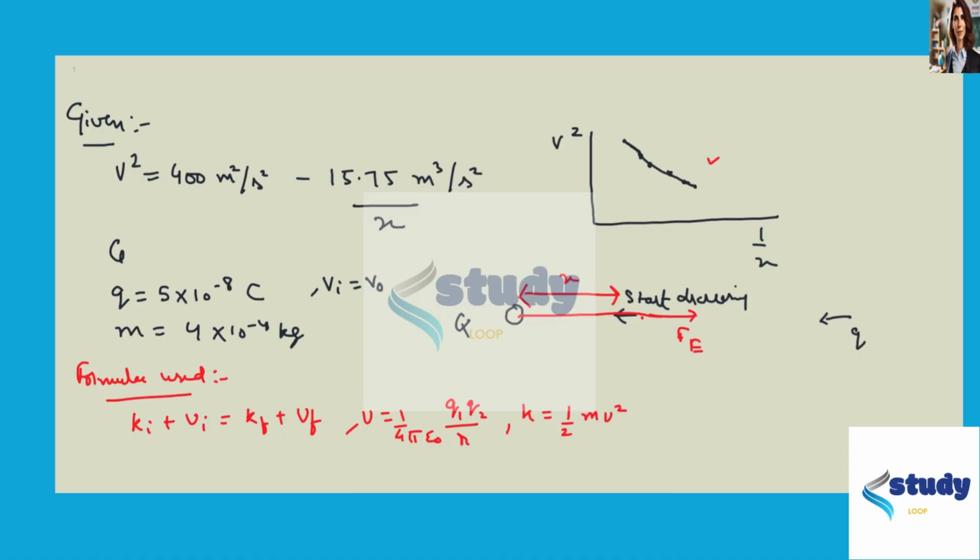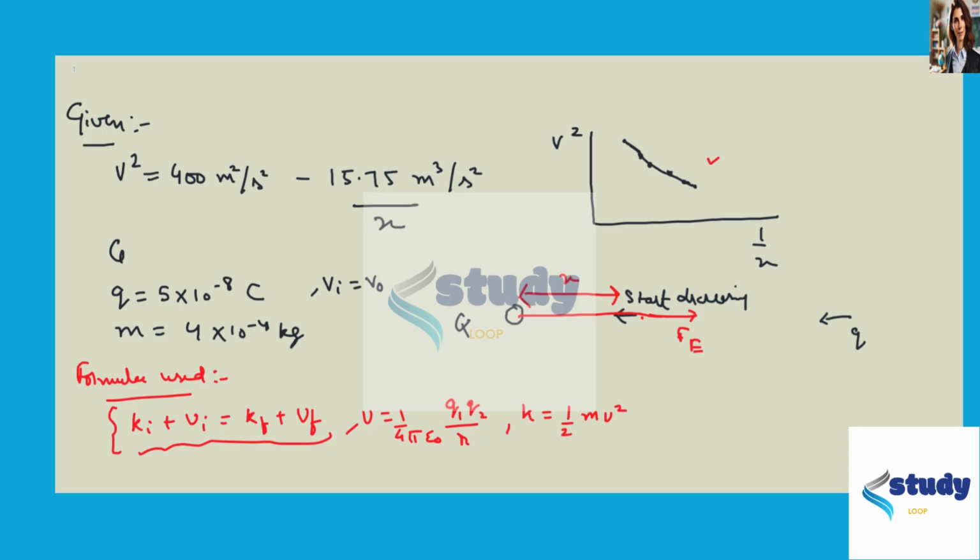So first we have to find the equation using our physics understanding. We use this formula, which is kinetic energy plus potential energy initially. This formula is conservation of energy. Whatever kinetic energy and potential energy it has here, it should be the same at this point due to conservation of energy.